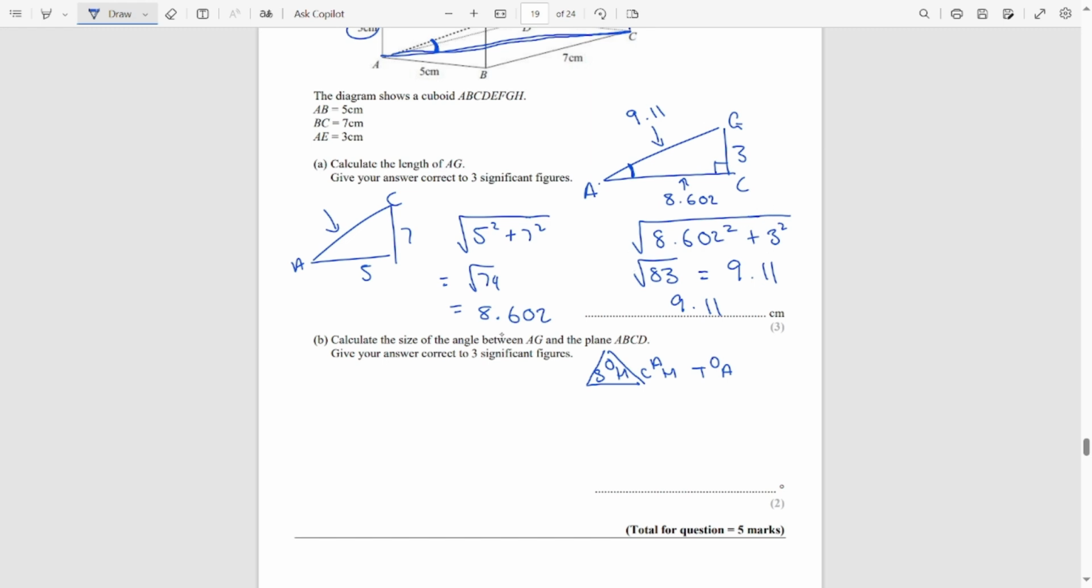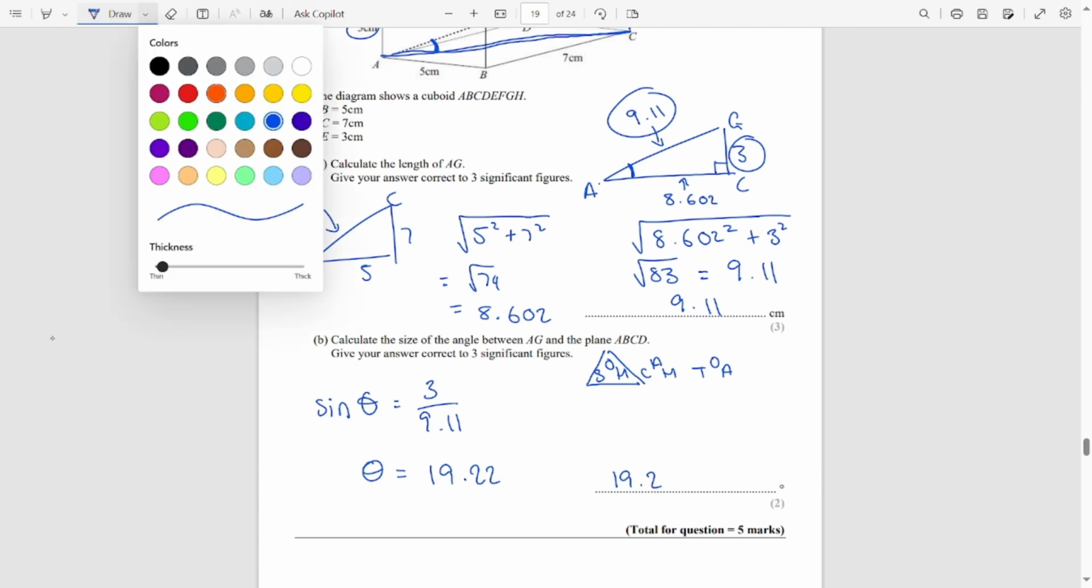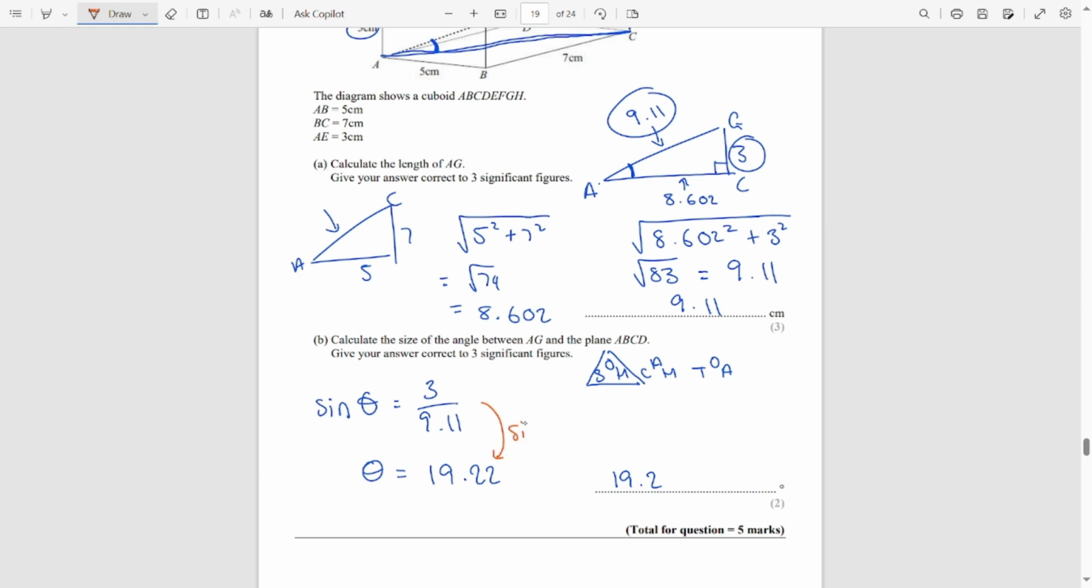So I want the side opposite. Sine of theta is equal to opposite, which is this side here, 3, over the hypotenuse, which is this side here, 9.11. You're going to type that into your calculator, and then you will need to do inverse sine of this, and you will get theta is equal to 19.22, or to 3 significant figures, 19.2. So you need to do inverse sine of 3 over 9.11. Okay, we can go on to the next question.